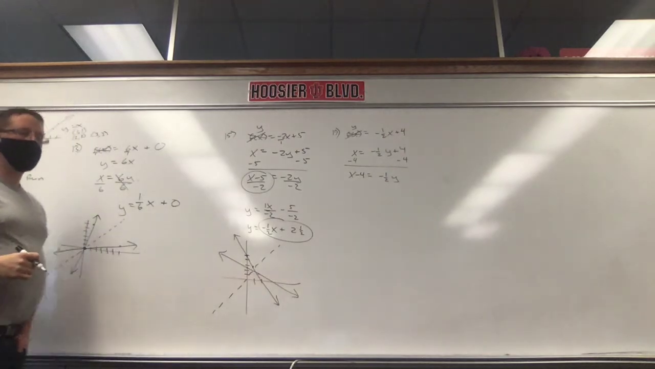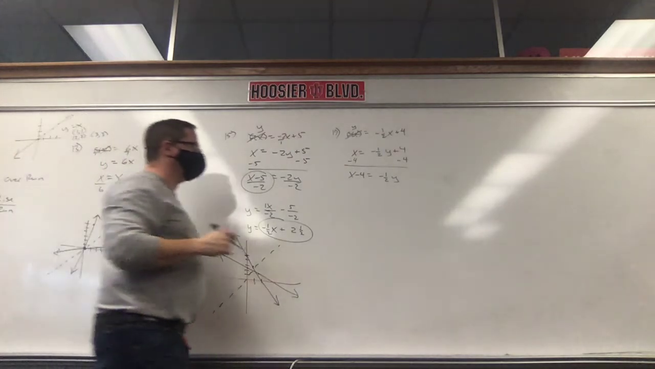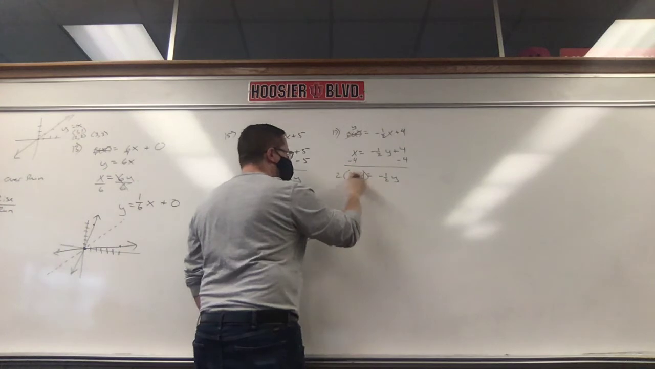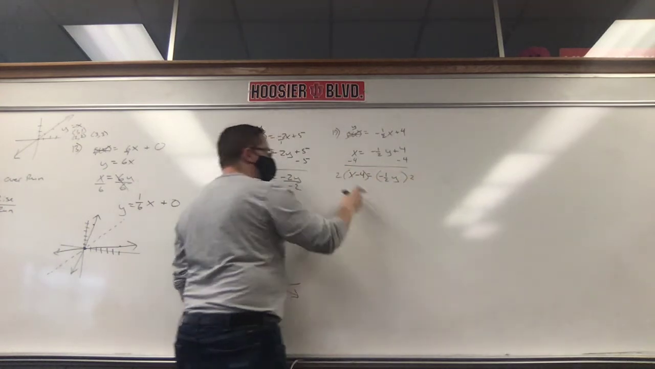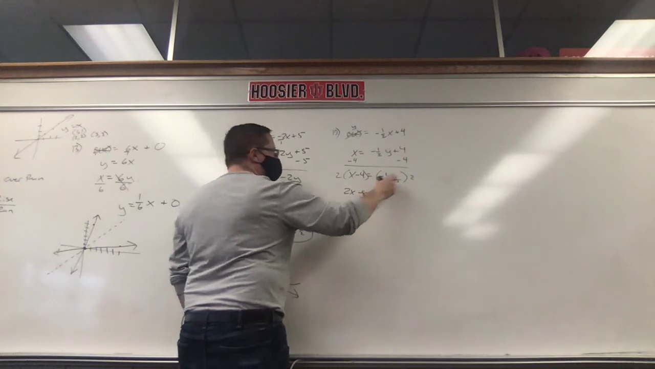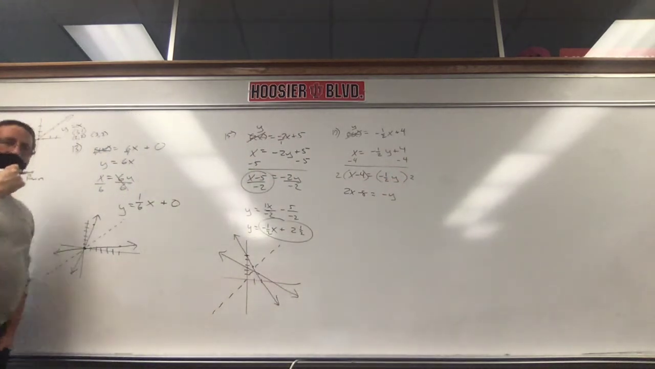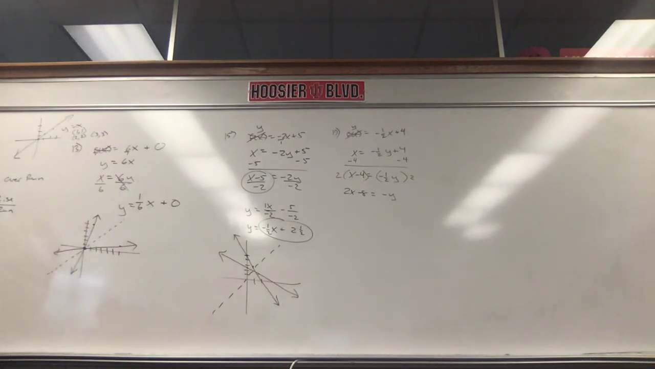Now we did this in an earlier question. We could divide by -half, but I don't like fractions, so I'm going to multiply each side by 2. 2 times x minus 4 is 2x minus 8. These 2's cancel, and we're left with -y. Is y all by itself? Almost. It's got a negative there.